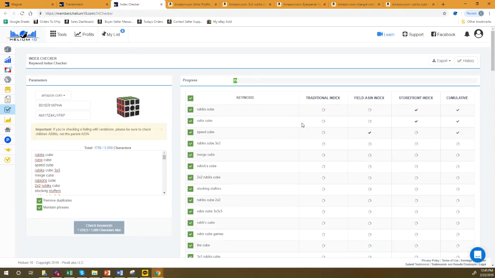Am I indexed or not? There's 3 different tests that it is doing. All right, and let me just show you what those tests are. So this is Rubik's Cube, and this is traditional index. What happens when we are doing this check? I'll show you right now.